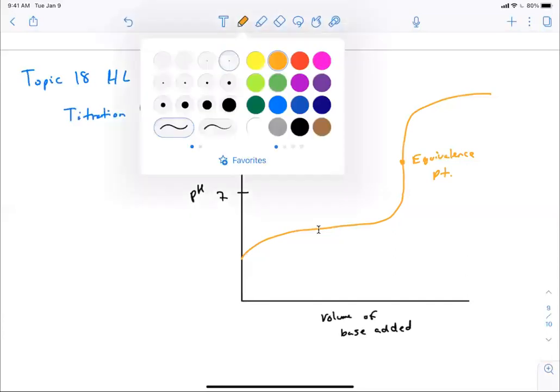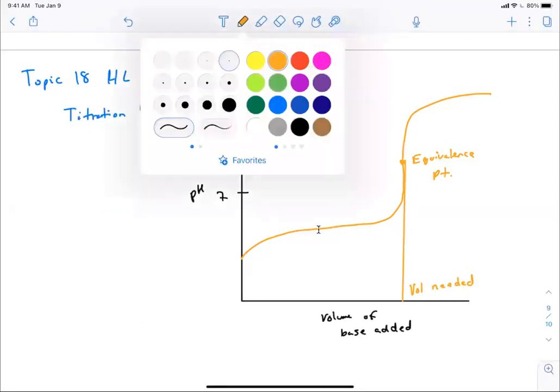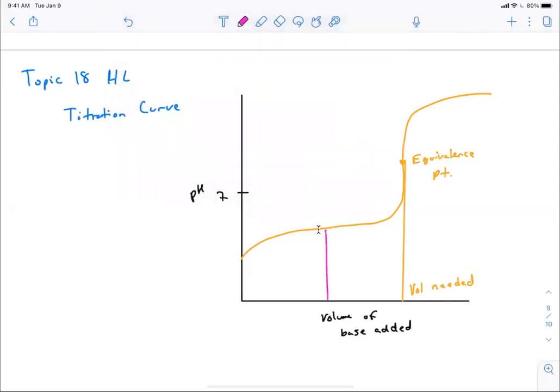So the equivalence point is important because that helps you figure out the volume needed to neutralize, which can then help you calculate the molarity of the unknown acid. Okay. But also, when you get half of that volume, for a weak acid at least, your pH is equal to pKa. Okay, so that's an important concept as well. So understanding pH equals pKa.